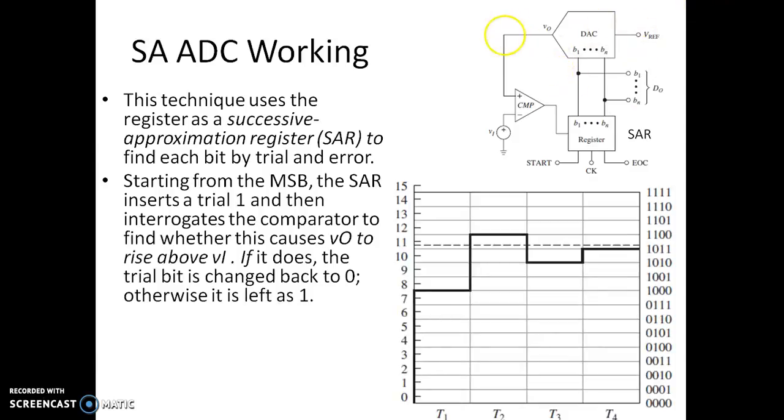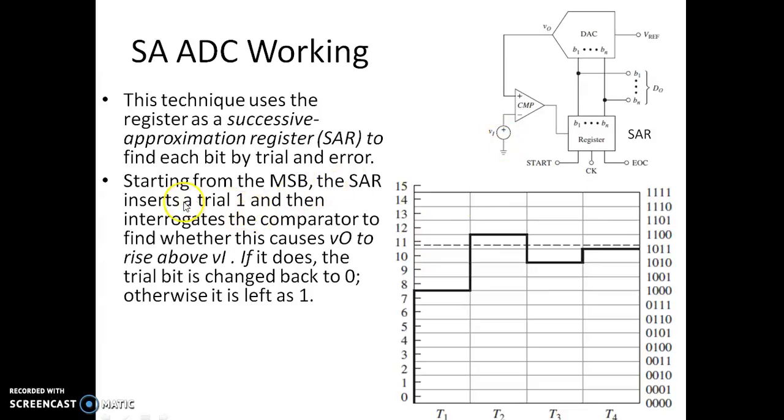Now, how does this SAR work? Starting from the MSB, initially the MSB of this register is made 1. Starting from the MSB, the SAR inserts a trial of 1. So only this MSB is made 1 and all other bits are made 0. Upon getting the start signal, the SAR register makes the MSB 1 and gives this trial to the DAC. The DAC input is now MSB 1 and all other bits 0. We are going to get a corresponding output voltage to that input digital value, with only the MSB as 1. That will be compared with the input voltage.